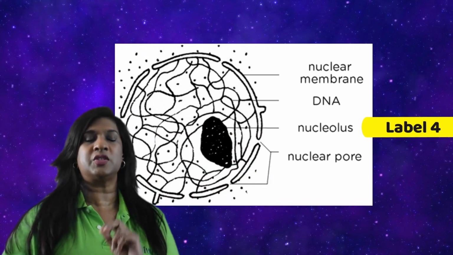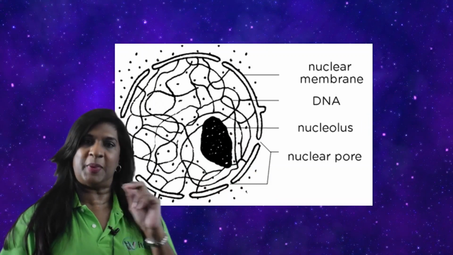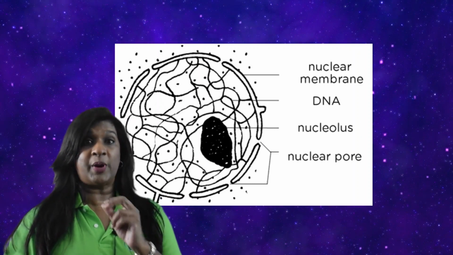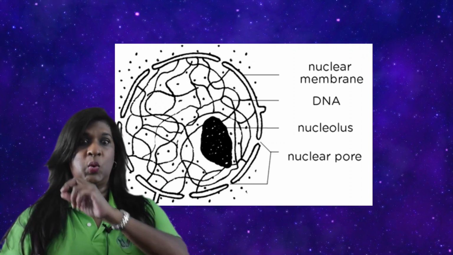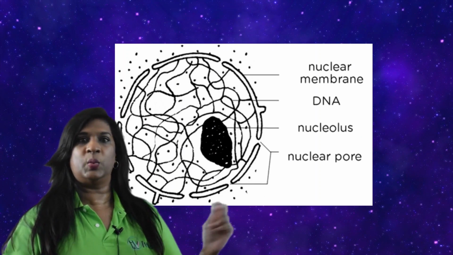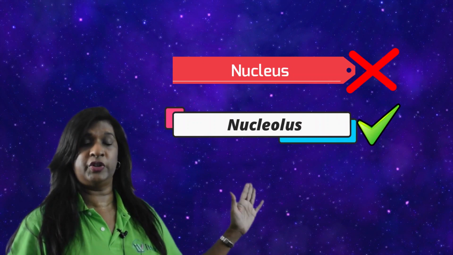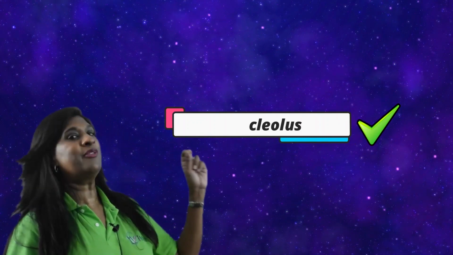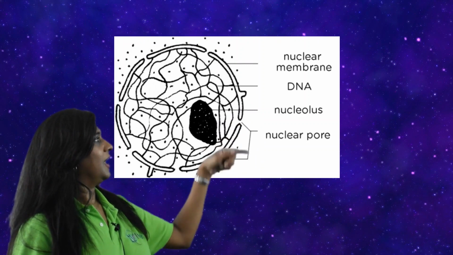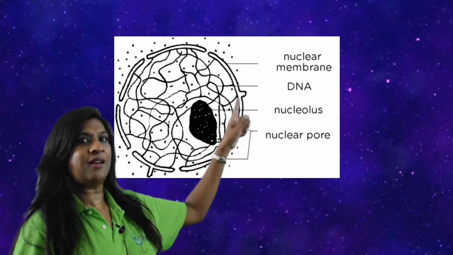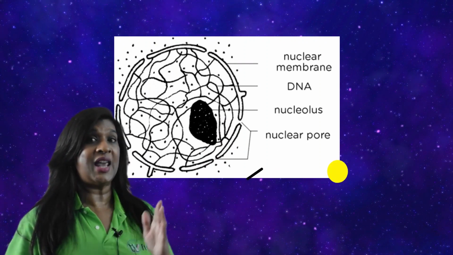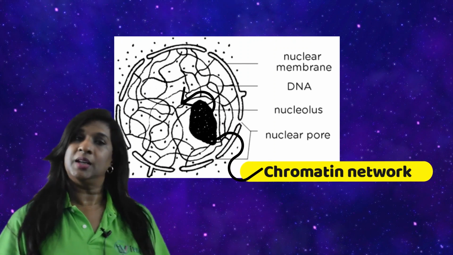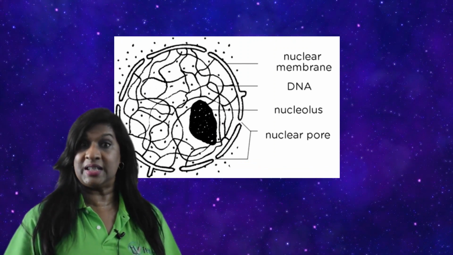And I just want to point out, students often make a mistake with the spelling of nucleolus. Please practice spelling, because I've often noticed that if you leave out a letter, the word changes into nucleus, which would be completely the wrong label. Okay? So take note of the spelling of the word nucleolus. And label 5 is pointing at those thread-like structures that are there. And what is that? That is the chromatin network.